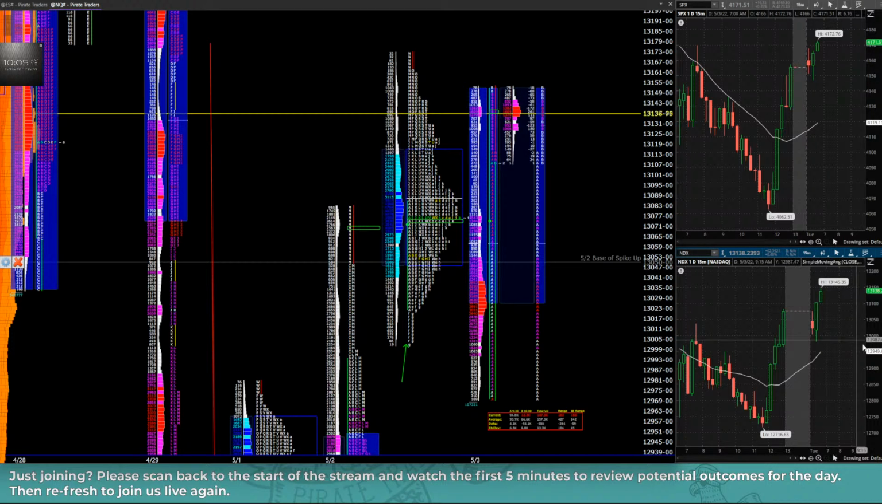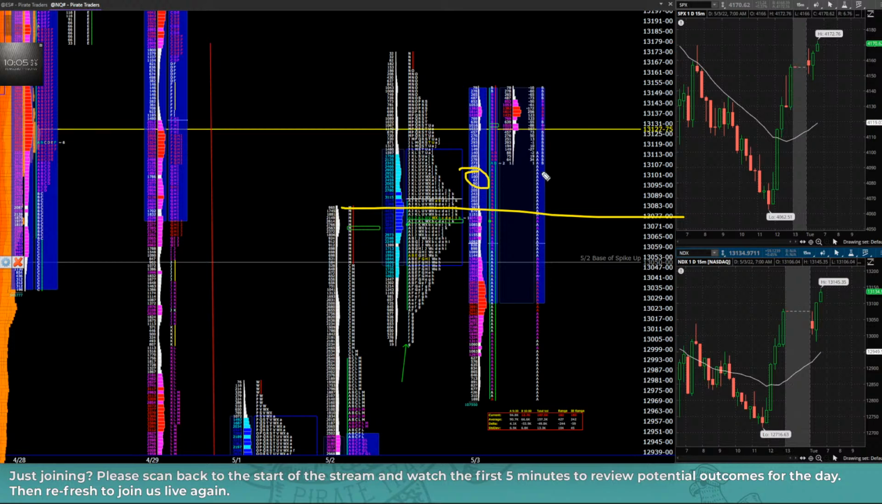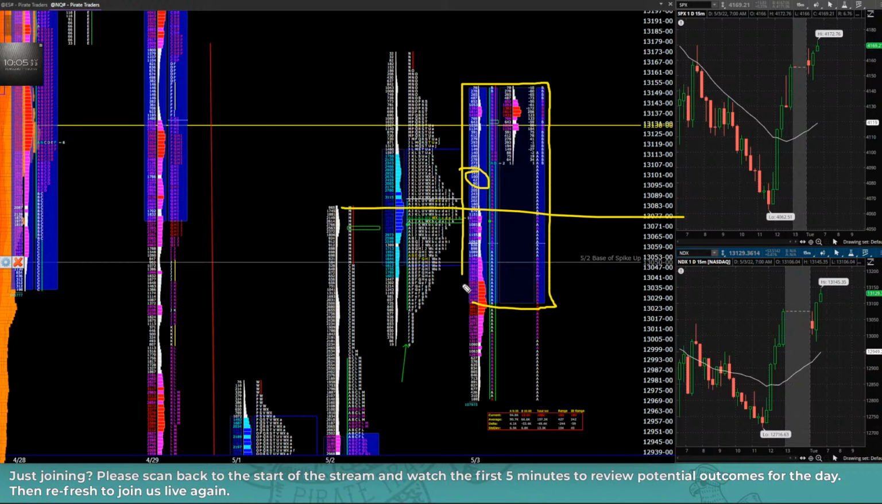NQ's looking bullish. Still feel like it needs to pull back down to test yesterday's high. We got some low volume nodes in here, so we should be waiting for that support as confirmation before we get long. But it is bullish. They got the value area pressing right up against the high of the day. Waiting on support.